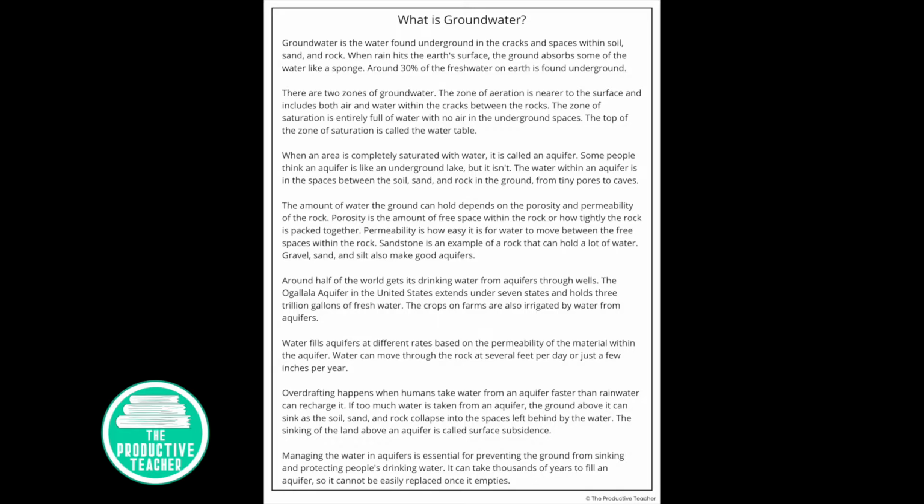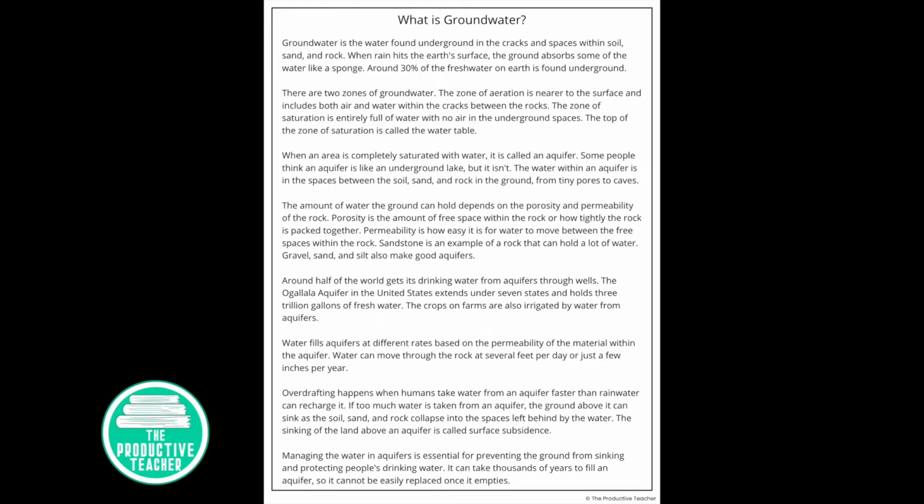There are two zones of groundwater. The zone of aeration is nearer to the surface and includes both air and water within the cracks between the rocks. The zone of saturation is entirely full of water, with no air in the underground spaces. The top of the zone of saturation is called the water table. When an area is completely saturated with water, it is called an aquifer.